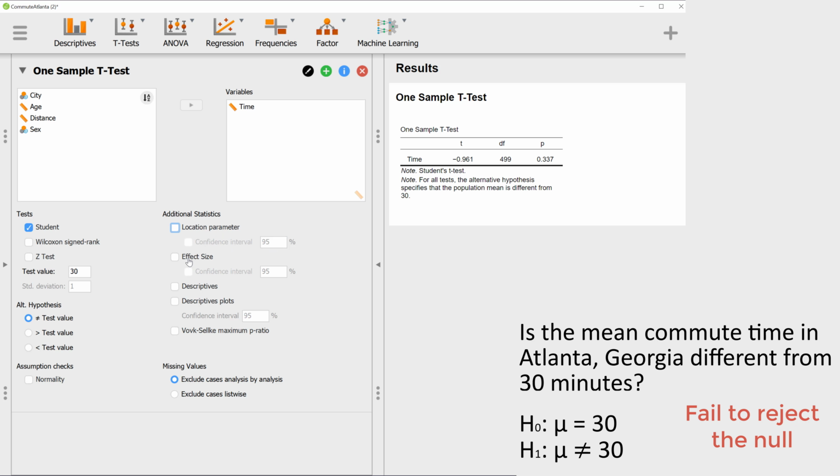Next, we have effect size. This will give us Cohen's d. That's the difference between the observed sample mean and the hypothesized population mean in standard deviation units. The confidence interval box here will give you the confidence interval for Cohen's d, which we are not going to be using in this course. And the last box that you might want to check in this course is descriptives, which gives you the basic descriptive statistics, including sample size, mean, standard deviation, and standard error.